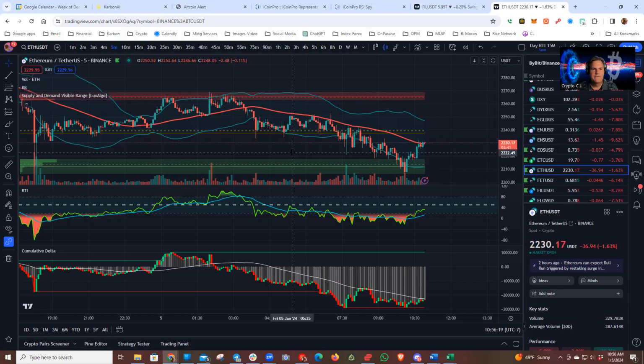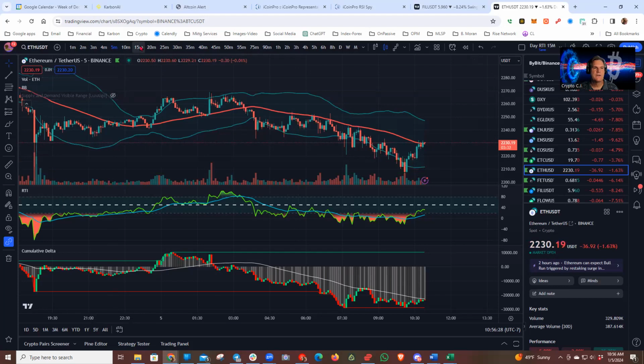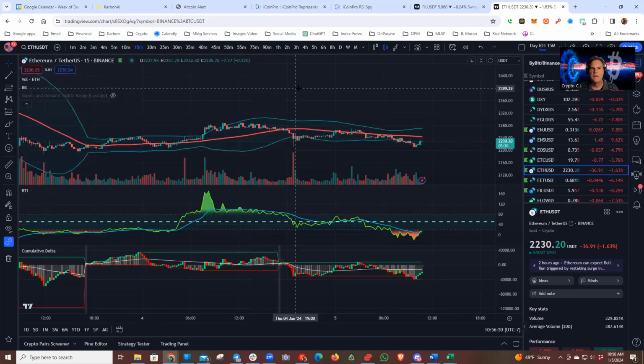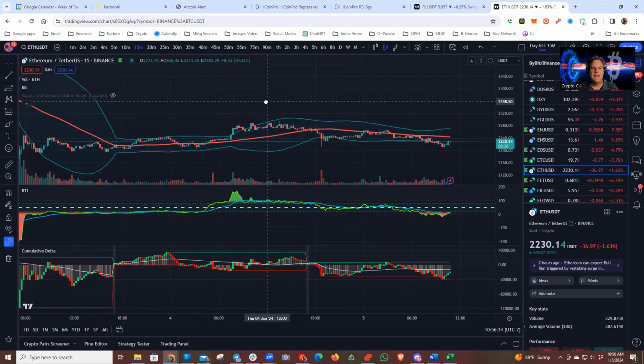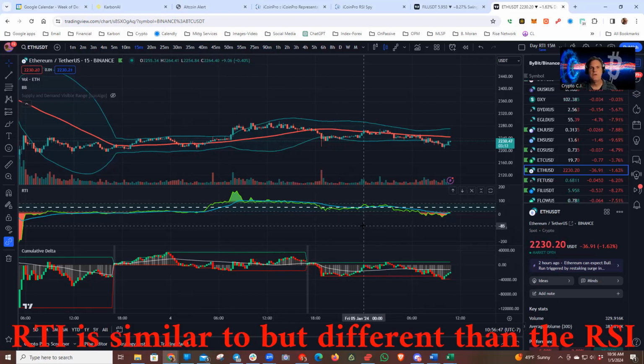Okay, that's a brief overview of what I would do on a 5-minute chart. But most of what I do is set alerts on 15-minute charts. And I go over this in quite a bit of detail on my Zoom calls. So I've taken off the supply and demand, and I'm going to focus now on the RTI and the cumulative delta, which are two indicators I've been using to help me facilitate day trades.